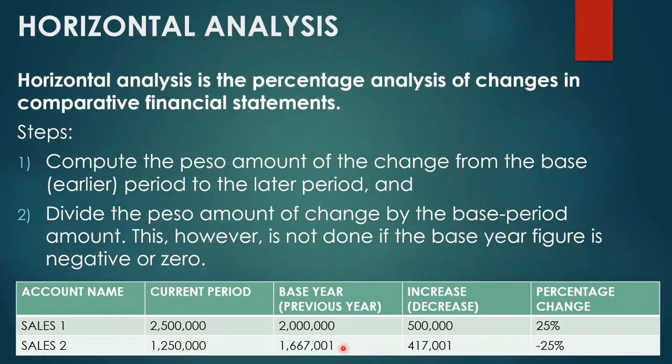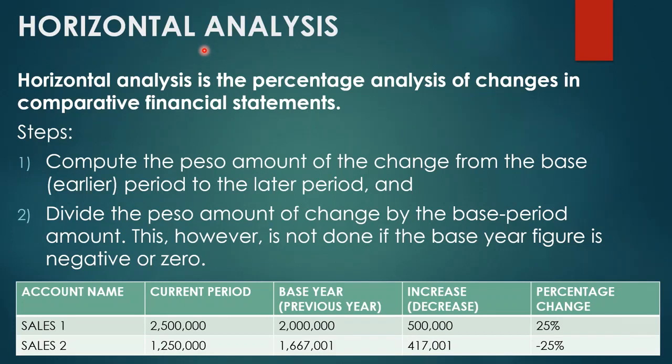Now, let's go to horizontal analysis. Now, what is horizontal analysis? Well, horizontal analysis is the percentage analysis of changes in comparative financial statements. So, the meaning is, for example, your financial statements for 2010, you can compare them to the financial statements for 2011.